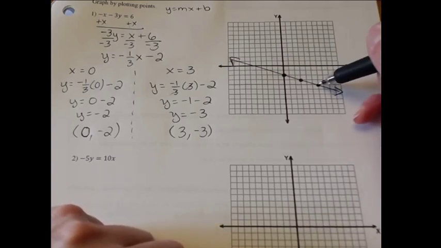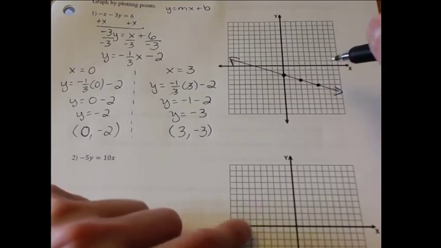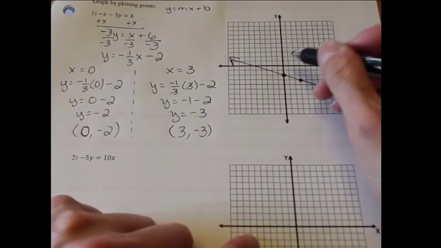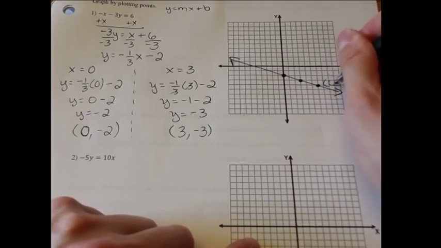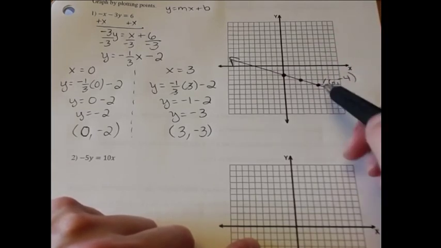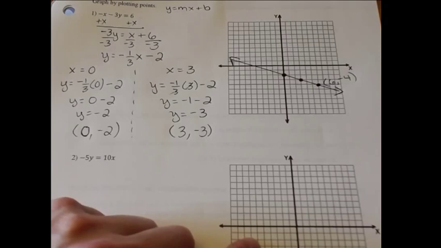And if we looked at this point right here, let's figure out what the ordered pair is. So this ordered pair is 1, 2, 3, 4, 5, 6, 6, comma, negative 1, negative 2, negative 3, negative 4. So this is 6, negative 4. This point is 6, negative 4. I want to see if this point is actually accurate.